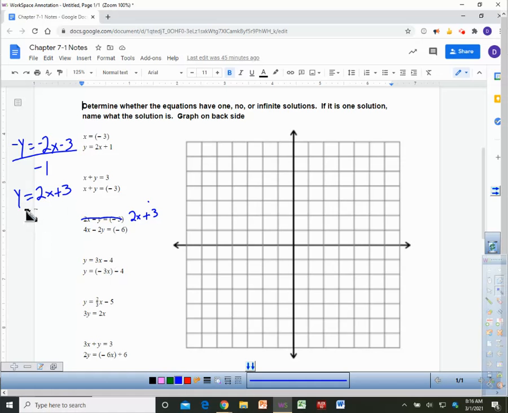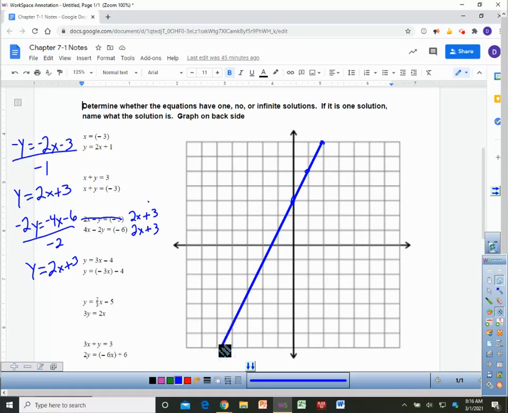And then we got to do the same thing to the next one. So I'm going to minus the 4x. Negative 2y equals negative 4x minus 6. Divide by negative 2. So y equals 2x plus 3. So what do you notice about these two equations right now? They're the same. So when I graph them, 1, 2, 3, up 2 over 1, up 2 over 1.